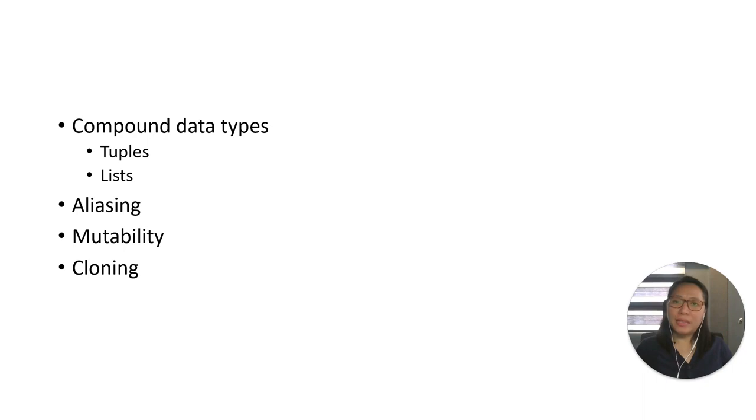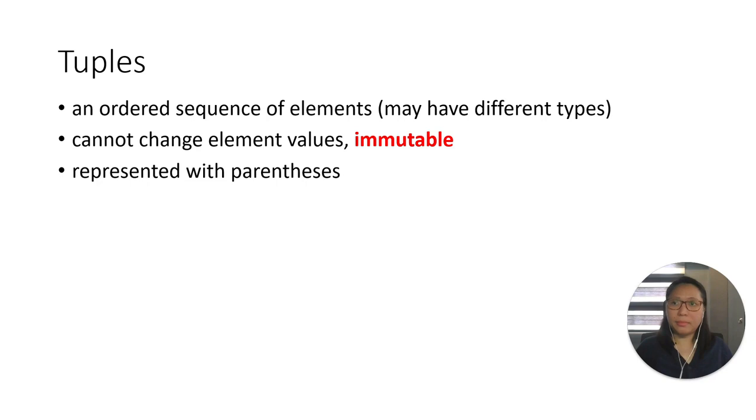By now you already know how to work with some basic data types such as integer, float, booleans, and string. In this video, you will learn about compound data types such as tuples and lists. These compound data types may contain other data types in their structure. We also call compound data types built-in data structures in Python. You will also hear about new concepts such as aliasing, mutability, and cloning. So let's start with tuples.